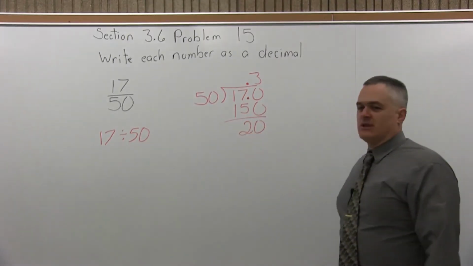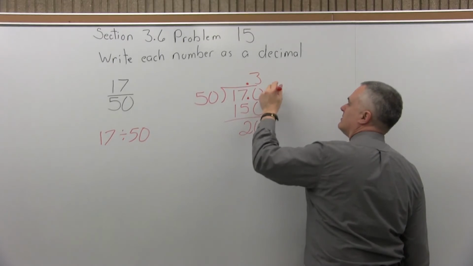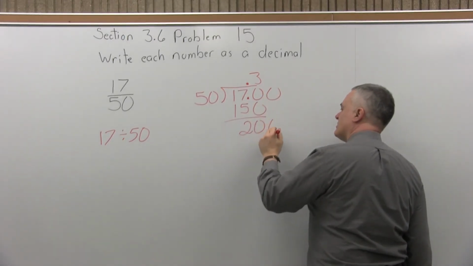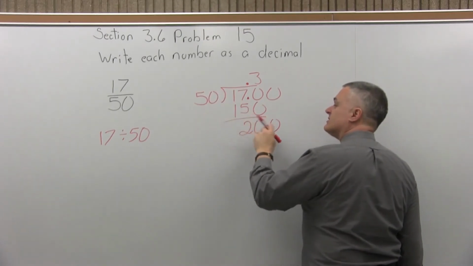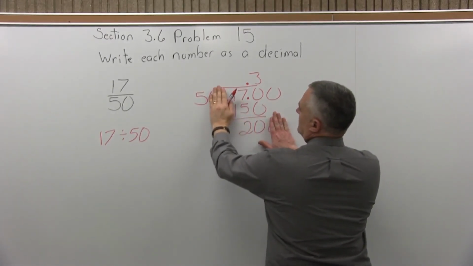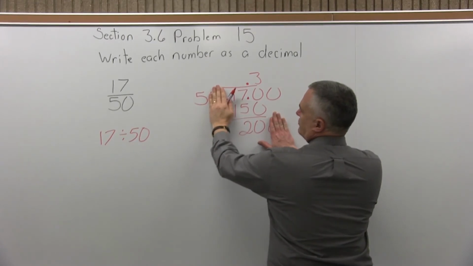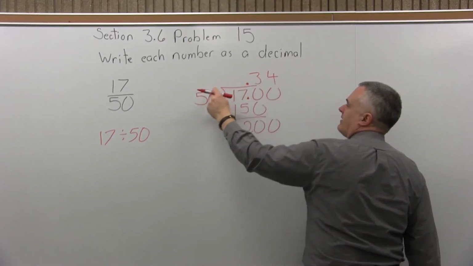So it didn't go in evenly. I have a remainder. So what I have to do is add another 0, pull it straight down next to the 20. So the 20 with the 0 after will be 200. Now 50 actually divides into 200 nicely. I can see that it goes in 4 times. If you don't see it, just cover up the last 0. You're really just dividing 5 into 20. That goes 4 times. And you'll see. So put the 4.